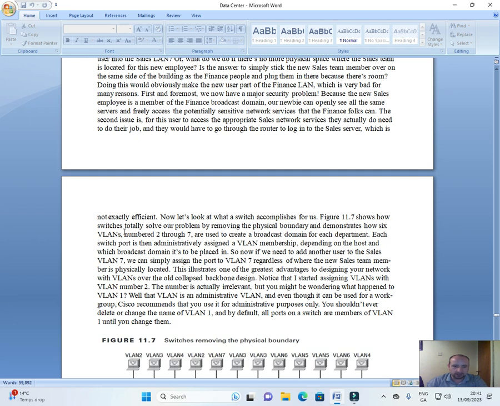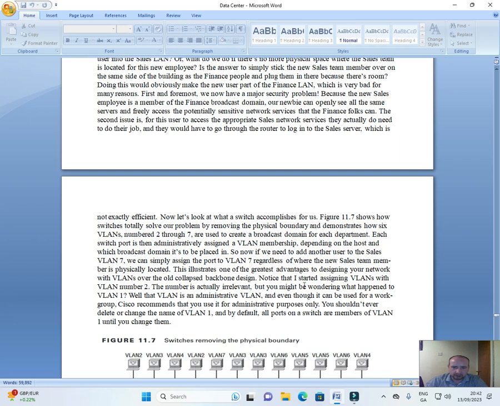Figure 11.7 shows how switches totally solve our problems by removing the physical boundary and demonstrates how 6 VLANs numbered 2 through 7 are used to create a broadcast domain for each department. Each switch port is then administratively assigned a VLAN membership depending on the host and which broadcast domain it is to be placed in. So now, if we need to add another user to the sales VLAN 7, we can simply assign the port to VLAN 7 regardless of where the new sales team member is physically located. This illustrates one of the greatest advantages of designing your network with VLANs over the old collapsed backbone design.